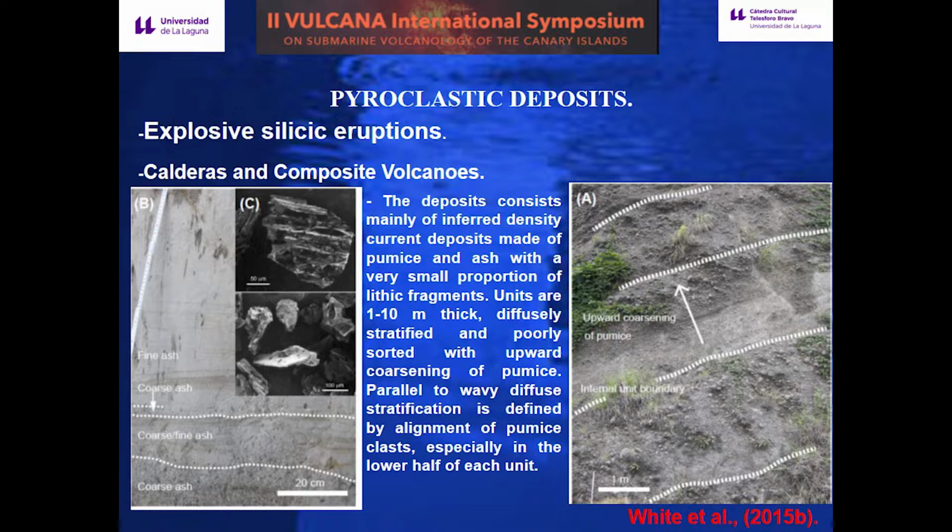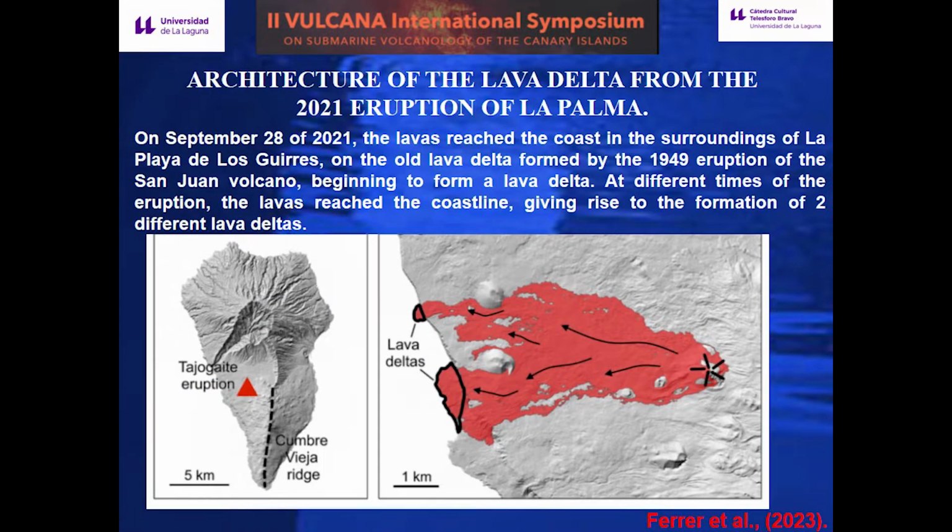Here you can see the deposit from this eruption, consisting mainly of density current deposits made of pumice and ash with a very small proportion of lithic fragments. Units are 1 to 10 meters thick, diffusely stratified and poorly sorted, with upward coarsening of pumice. Parallel to wavy diffuse stratification is defined by alignment of pumice clasts, especially in the lower half of each unit.